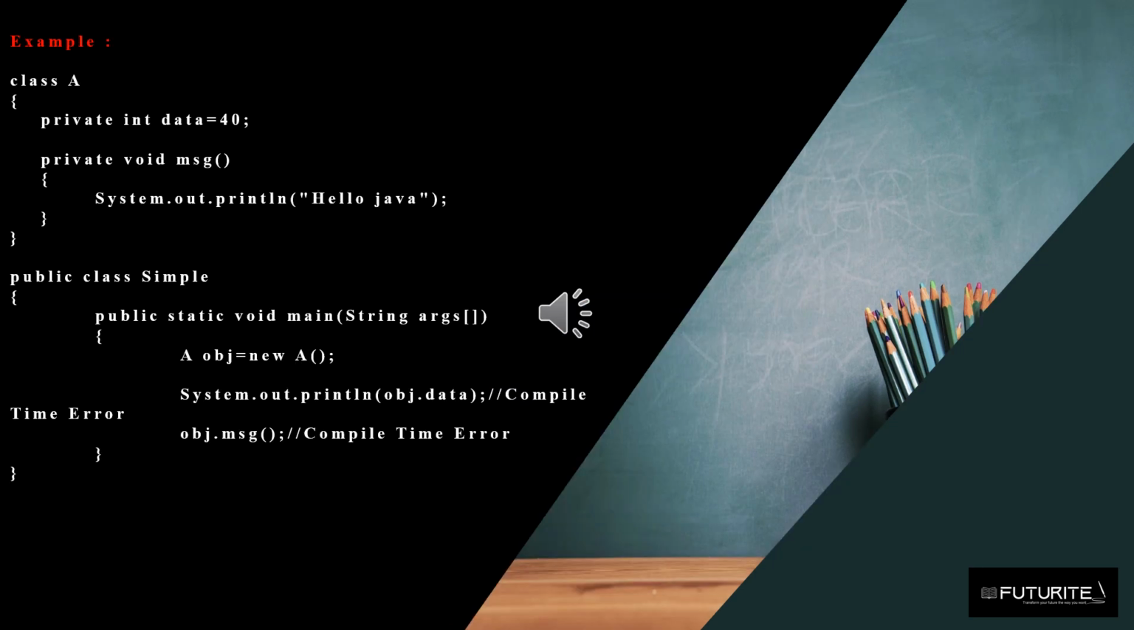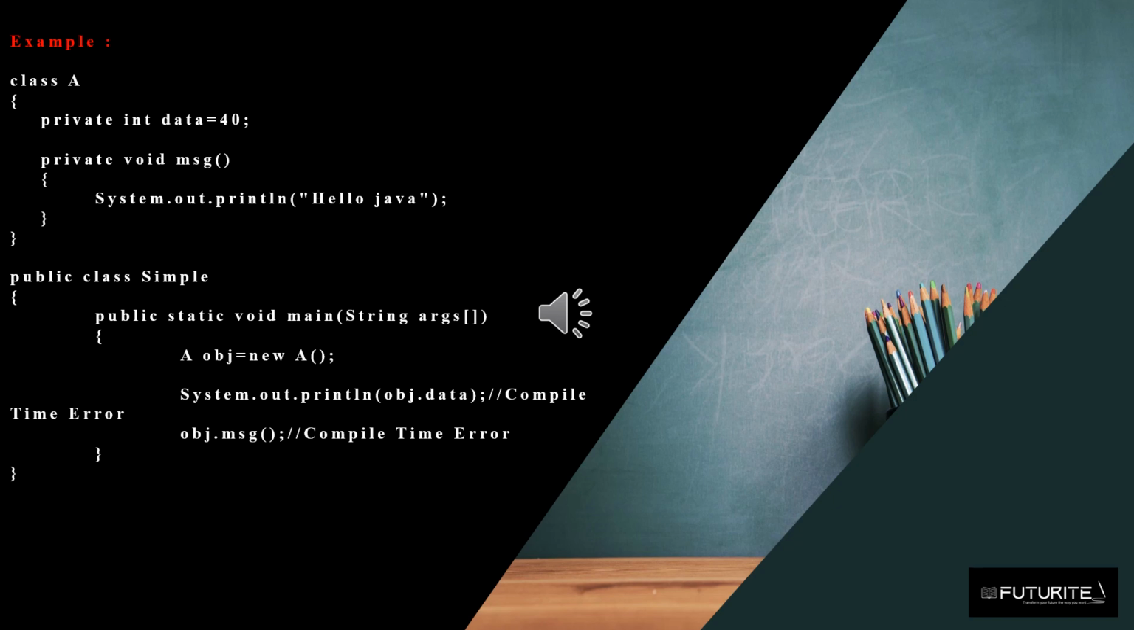So let us understand the private access modifier example. Here you can clearly notice there are two classes, class A and class simple. Class simple has the main method defined within it. Class A has two members: one is a data variable of integer data type, and one is an MSG method of void data type. Both the members are defined as private. So both the members have private access modifier, and data and MSG are the members of class A.